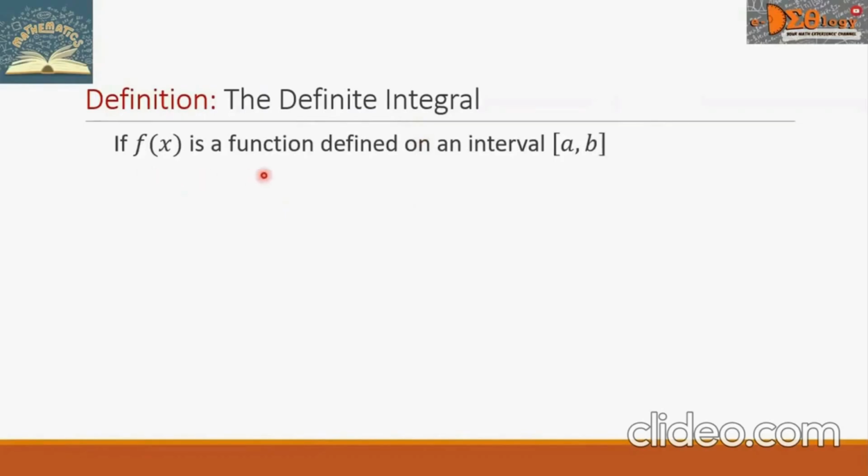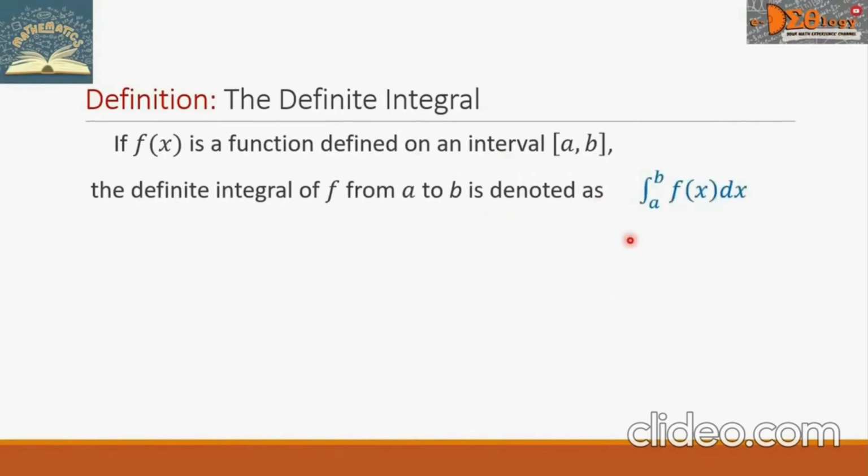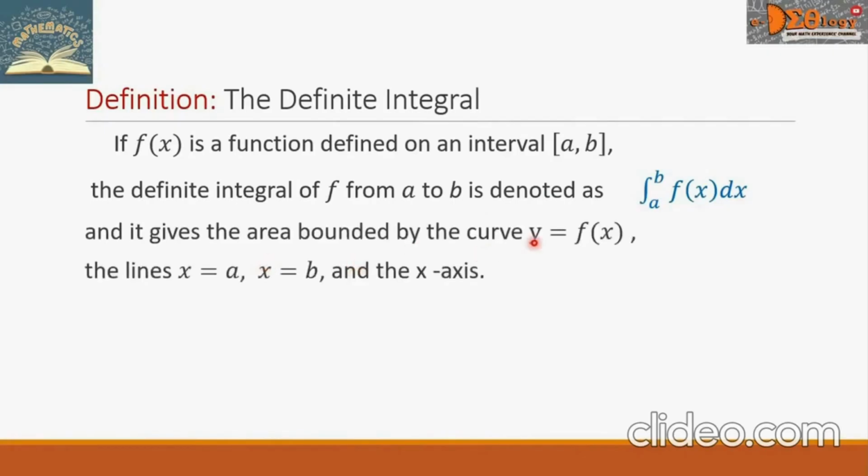If f of x is a function defined on a closed interval from a to b, the definite integral of f from a to b is denoted as the integral from a to b of f of x dx. It gives the area bounded by the curve y equals f of x, the lines x equals a, x equals b, and the x-axis.